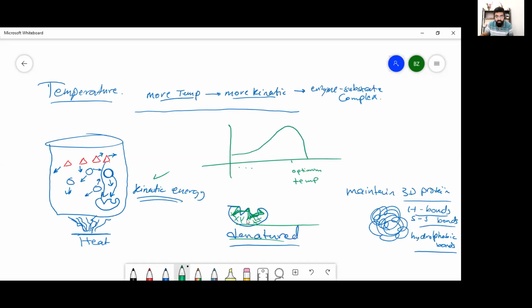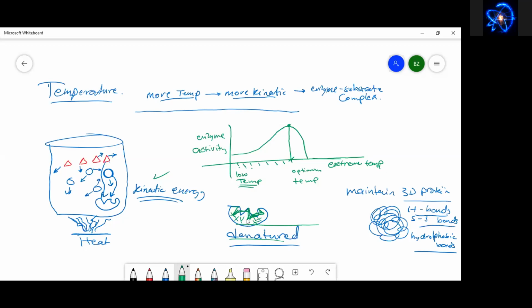At these temperatures, the enzymes still work. This is low temperature, and this is extreme temperature. At low temperature, the enzymes are still working, but with very low activity. At the optimum temperature, the enzyme activity is the best.